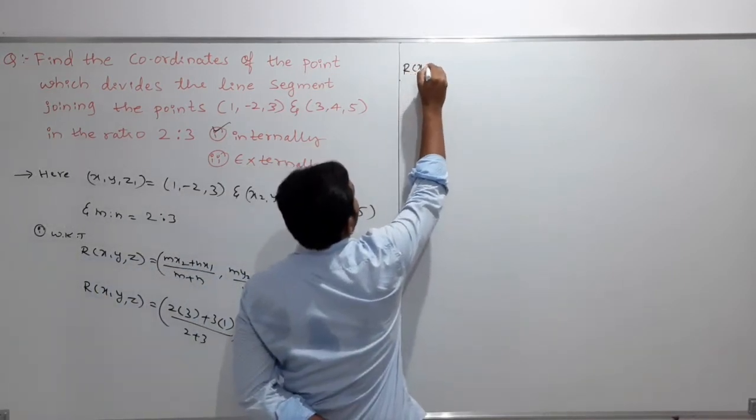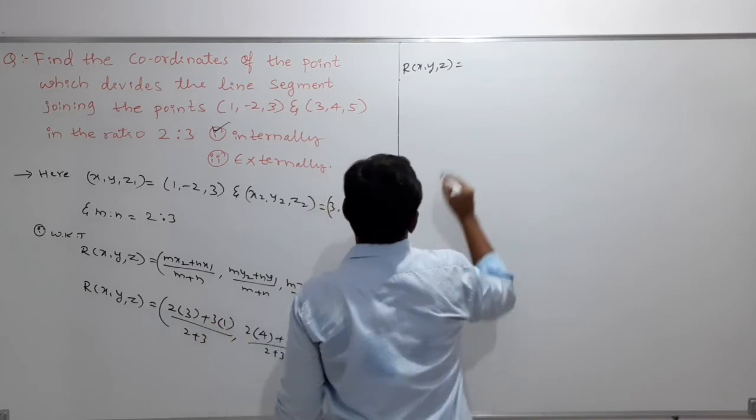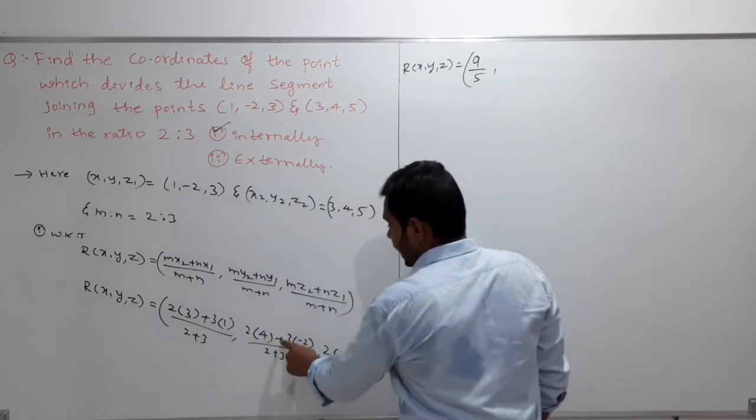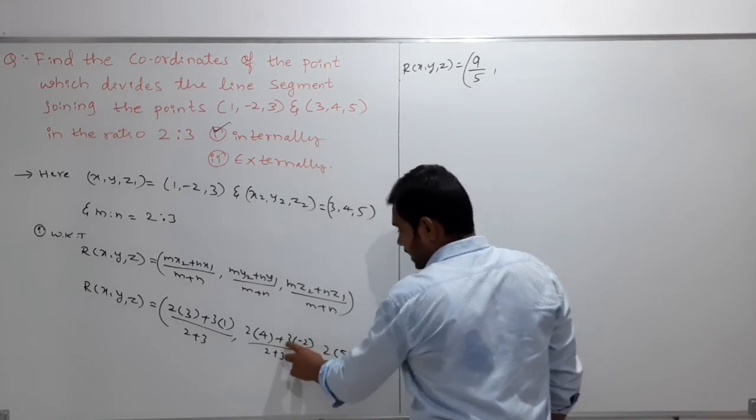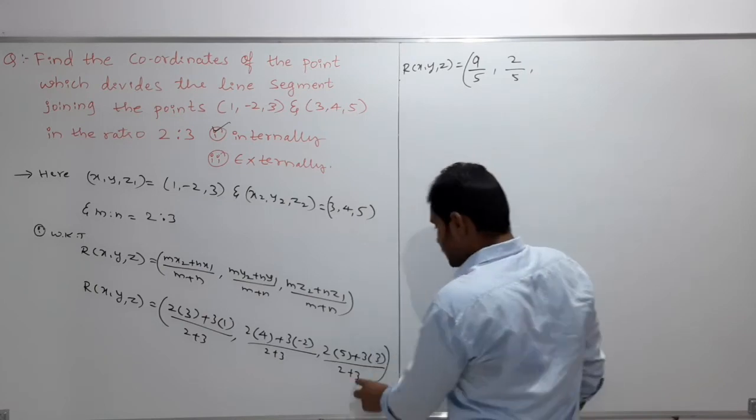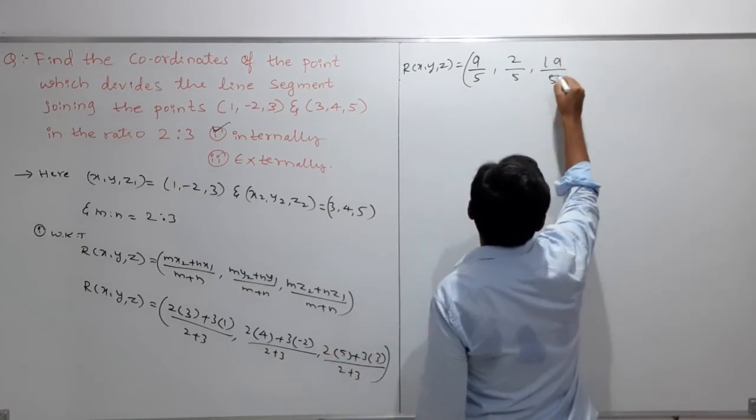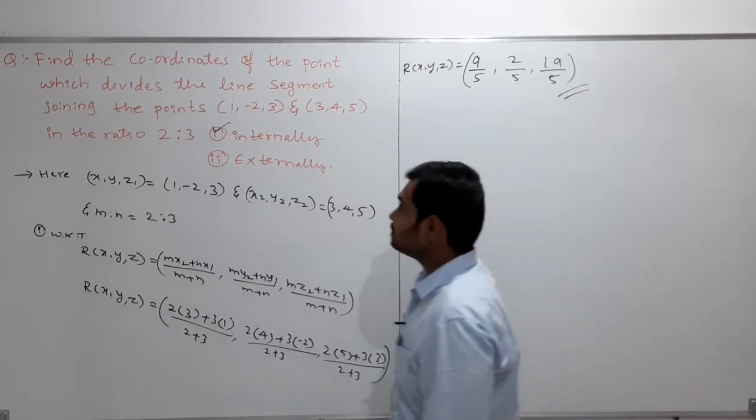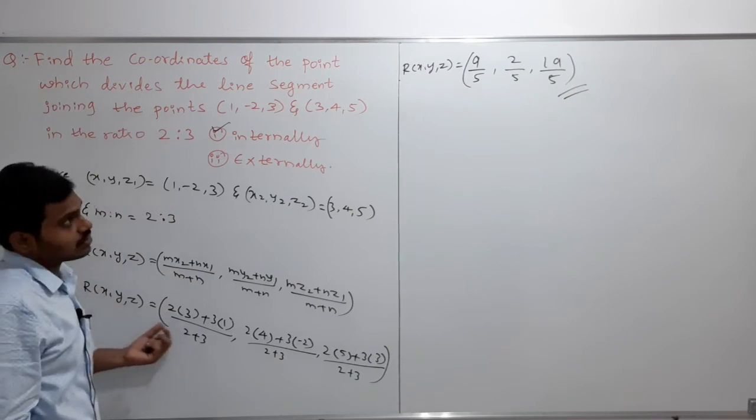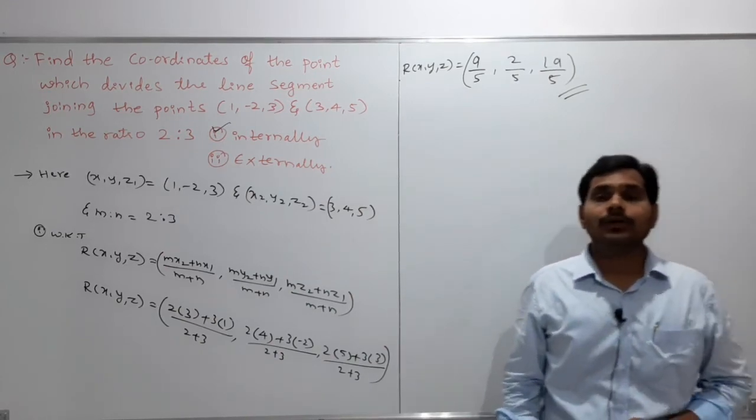If you simplify, you will get R(x, y, z) equal to: 3 twos are 6 and 3 ones are 3, so 6 plus 3 is 9, divided by 2 plus 3, which is 5, comma. Next, 4 twos are 8 and minus 3 twos are 6, so 8 minus 6 is 2, divided by 5. Clear? And next, 5 twos are 10, 3 threes are 9, 9 plus 10 is 19, divided by 5. So this is internal division. It means if the point divides the line joining these two points in the ratio 2:3 internally, then the coordinates of R(x, y, z) are 9 by 5, 2 by 5, 19 by 5. I hope you understood, my dear students.